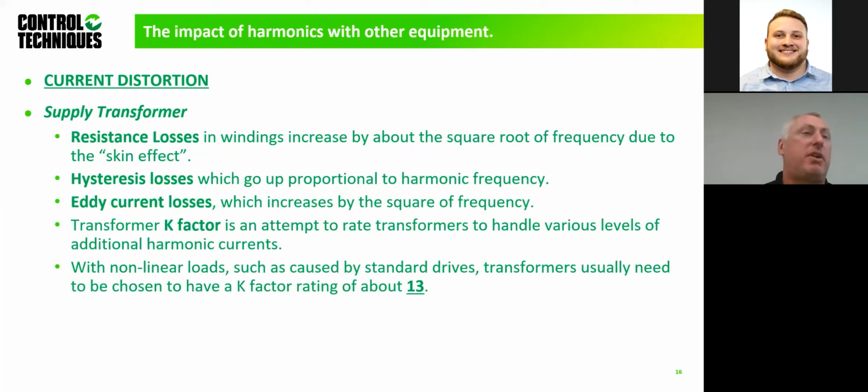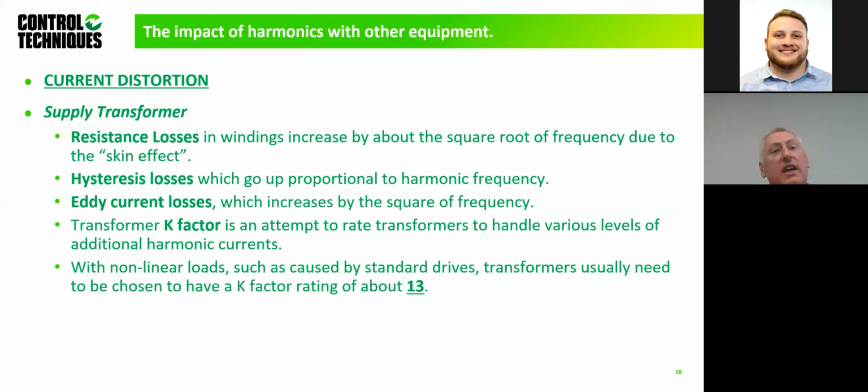So here we go, supply transformer. The interesting thing about this is there's a lot of copper in there and iron. And of course, there are three lots of losses that could be considered. The resistance losses, and again, the frequency is the key here because the harmonic is a multiple of the fundamental. So with the skin effect, this can increase at the square root. The hysteresis losses are proportional to harmonic frequency, and the eddy current losses increase with the square of the frequency. So these have an impact based on your THD and the harmonics you've got present in your system.